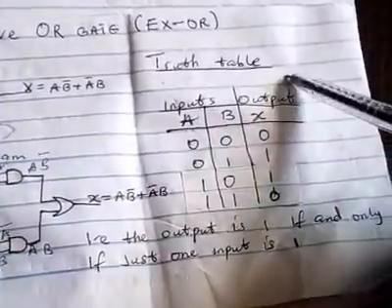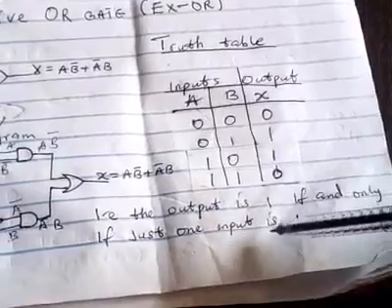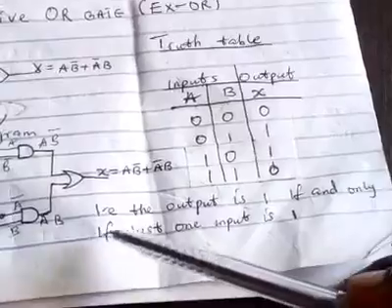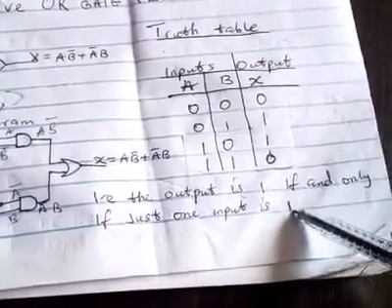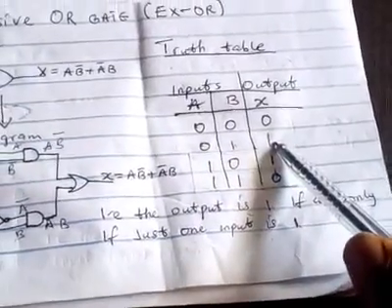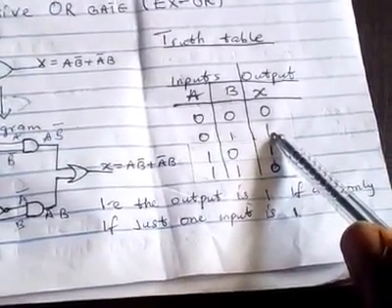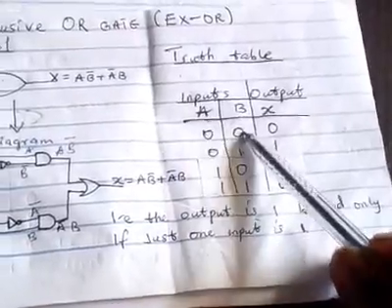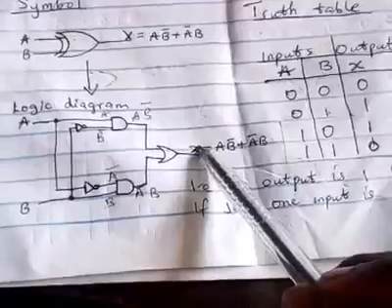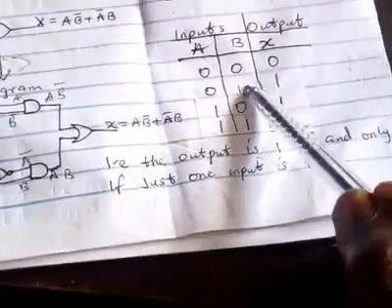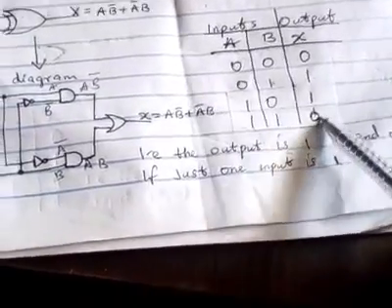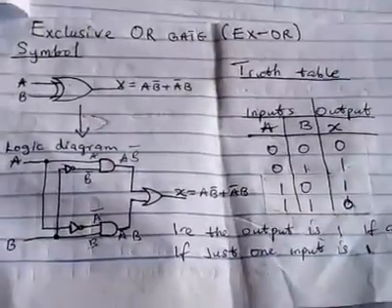Now this is the truth table. The truth table states that the output is 1 if and only if just one input is 1. That is, it only requires one input on for it to give you a true output. So for 0, 0, that is, if both inputs are 0, you will have 0. If they are 0, 1, you have 1. If they are 1, 0, you have 1. But if they are 1, 1, you have 0. So that is all for the exclusive OR gate.